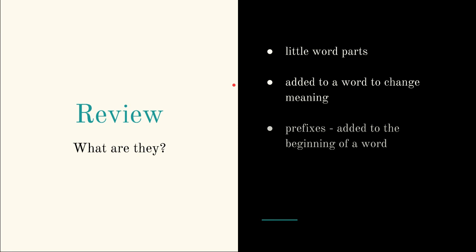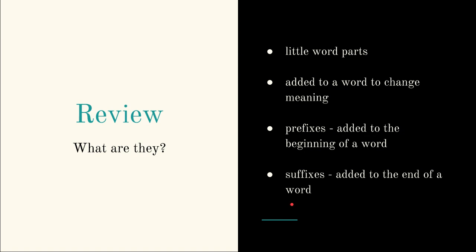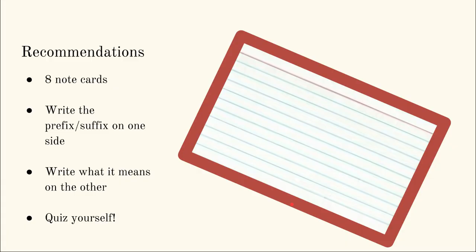Prefixes go at the beginning of the word because the prefix pre in prefix means before, and then suffixes go on the end of the word. Prefixes and suffixes added together are called affixes. There's also another kind called interfixes. We don't have those in English, they only exist in other languages. But there you have it, prefixes and suffixes.